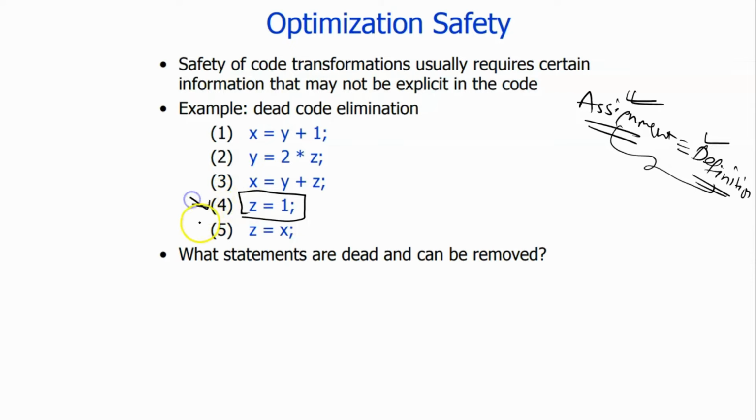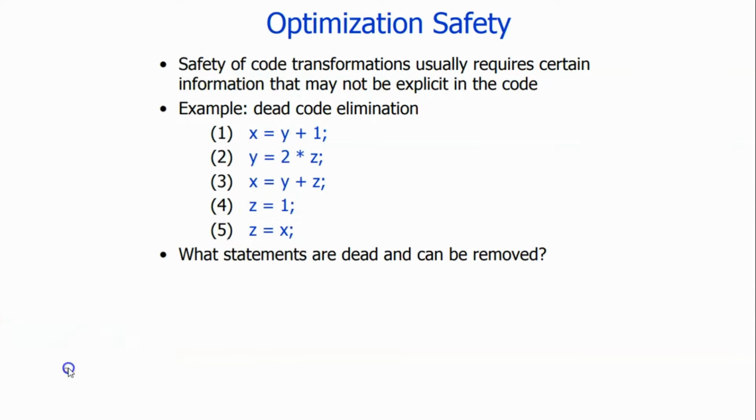Here also we are defining Z. Here also we are defining Z. Here we are using Z. Here we are using Z. Here we are using Y. Here we are defining X. Here we are defining Y. Here we are using Y. Here we are defining X. Here we are using X. So this is basically use and definition.